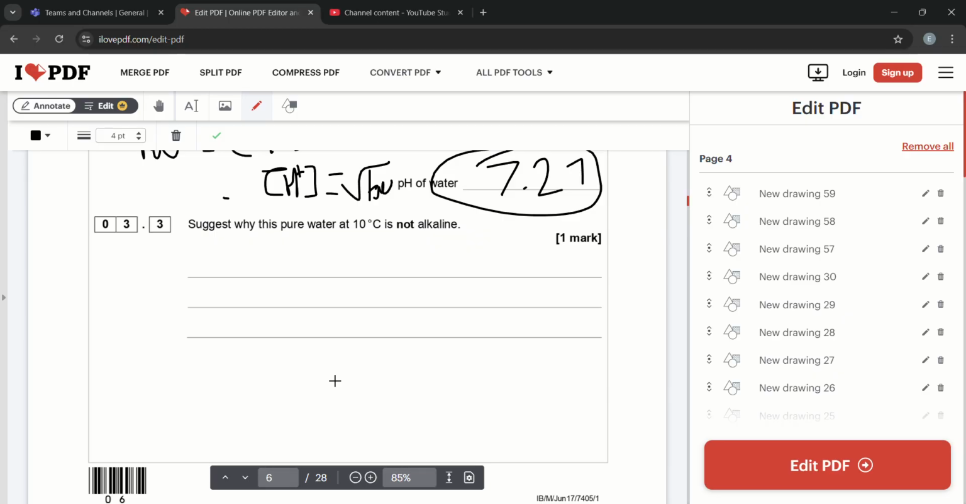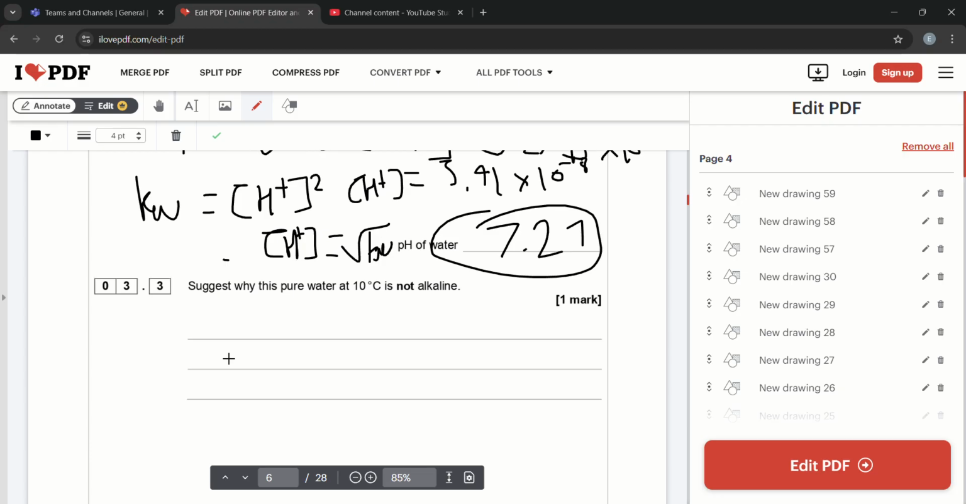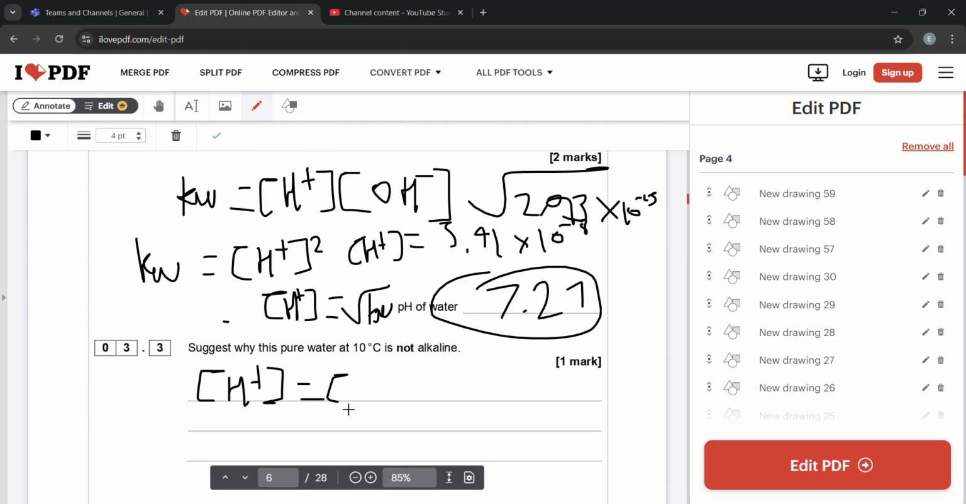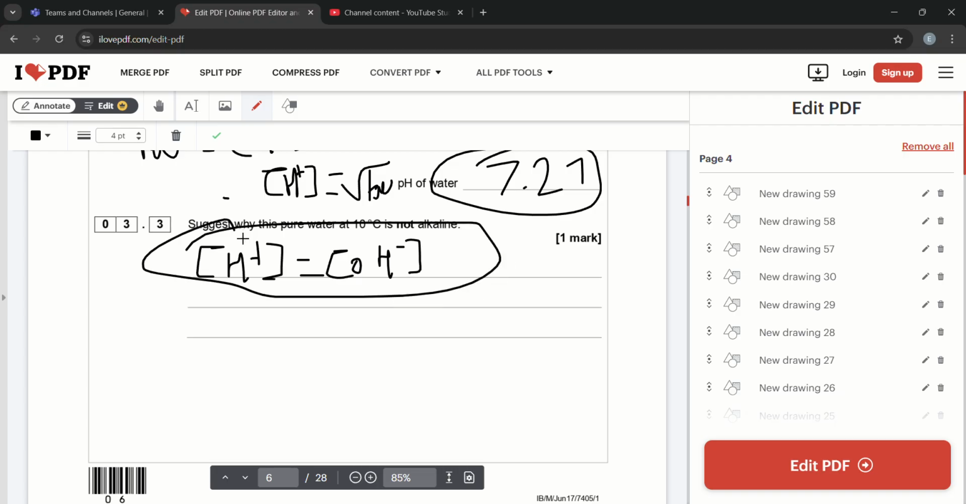Suggest why this pure water at 10 degrees Celsius is not alkaline. Why is it not alkaline? Well, because we know H plus is equal to OH minus, or we could say equal moles of H plus and OH minus, but I feel like this is the approach the examiners want you to give: the idea that H plus is equal to OH minus.